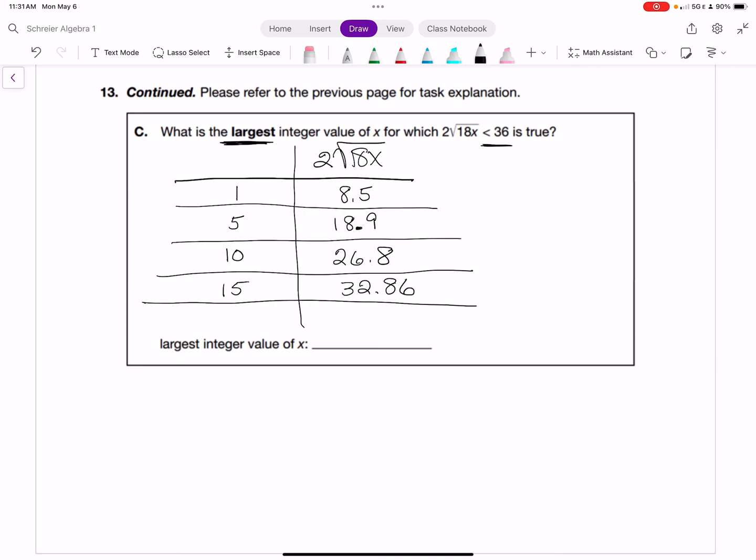So let's start going up by 2. So let's do 17. So 2 times root 18 times 17 is 34.99. So we're even closer. I think that's probably the largest. If you would go on to look at 18, 18 ends up being exactly 36, and this ends up being less than, only, not less than or equal to. So this is the largest one that will still be less than 36. So the answer is 17.